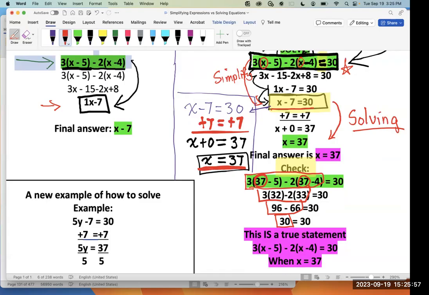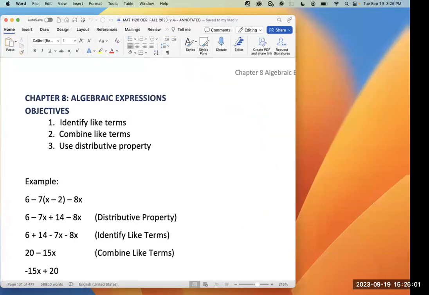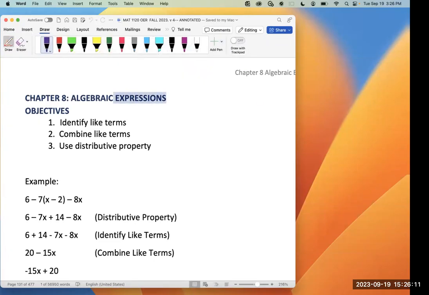All right, enough of our algebra review. Algebraic expressions. So in chapter 8, we are dealing only with expressions. We are not evaluating, well, we are evaluating some expressions, but most of them we are simplifying: identifying like terms, combining like terms, and using the distributive property. Those are the 3 goals of this chapter.